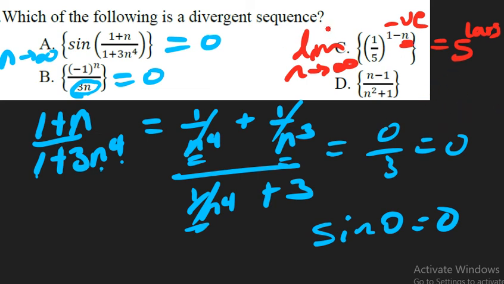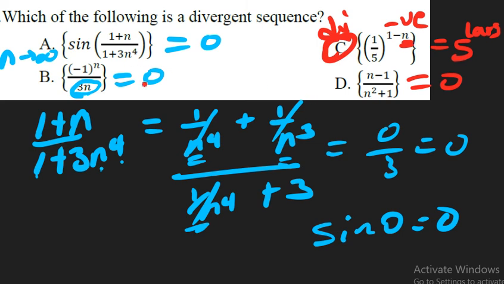So this is not convergent. I mean, this is divergent. This is a divergent one. If you go to D in the same manner, divide everything by n squared, so you'll get 0. It will be convergent. So the answer will be C.